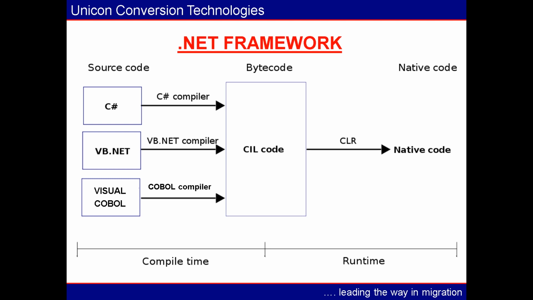Visual COBOL is a .NET programming language, fully implemented into the .NET framework, exactly like C# and VB.NET. When C#, VB.NET, and Visual COBOL programs are compiled, they all produce the same CIL bytecode, Common Intermediate Language. All the CIL programs run under the CLR, Common Language Runtime. That is why C#, VB.NET, and Visual COBOL are fully interoperable.